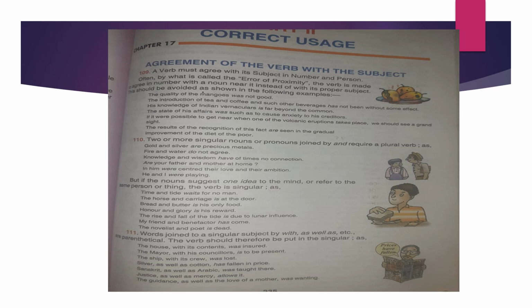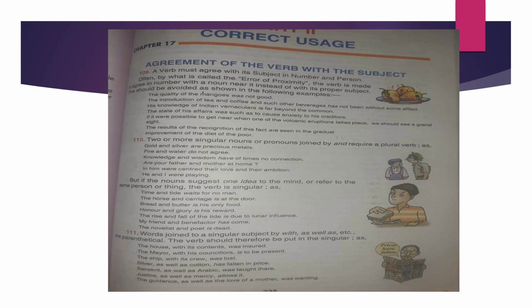Fire and water do not agree. Over here we have not used does; we are using do for fire and water because and is used here. Knowledge and wisdom have often no connection. Knowledge and wisdom, two things, are joined with and. That's why we have used have, not has. Are your father and mother at home? Instead of is, we are using are because father and mother, two nouns, are used here.